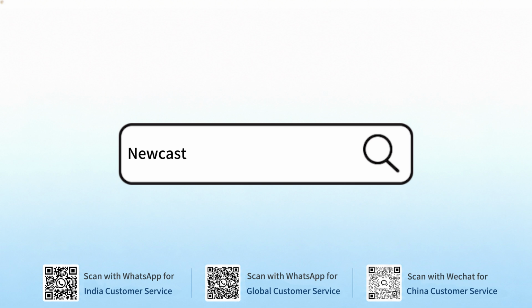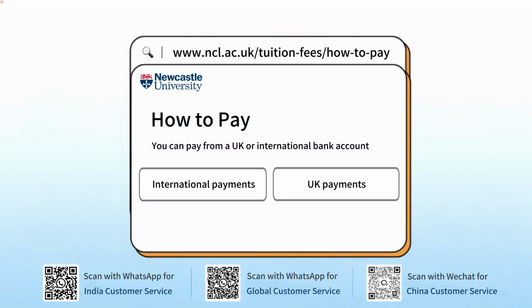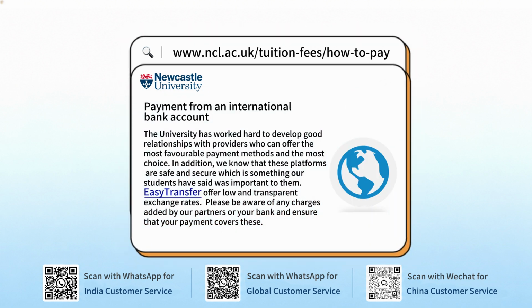First, you can either search for the university's How to Pay page or access it directly through the university website. Then, click International Payments. Next, you will be taken to the Payment from an International Bank Account page. Click the EasyTransfer option to access the payment portal and start your payment process.